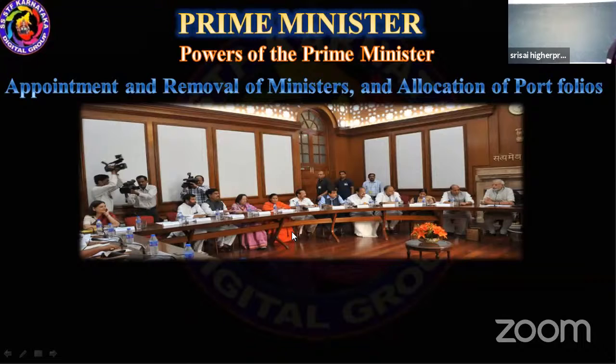Next, powers of the Prime Minister. He has the appointment and removal of ministers and allocation of portfolios. Here, the Prime Minister has the appointment and removal of ministers.